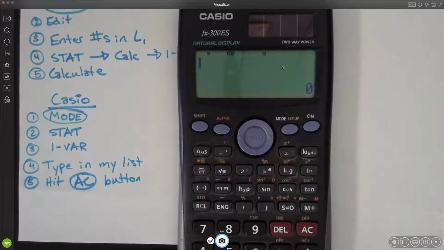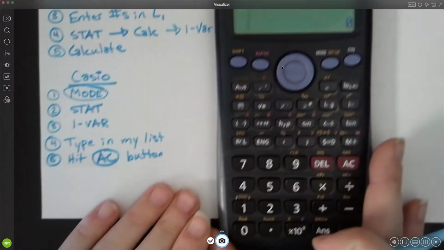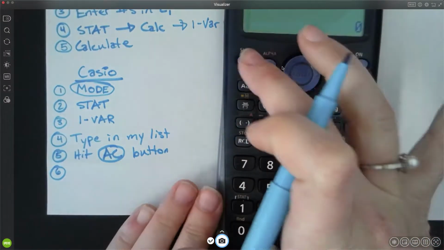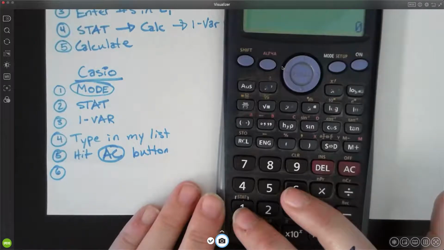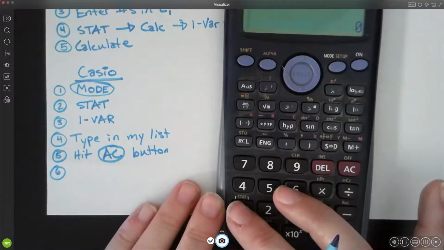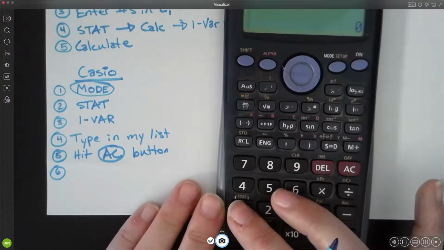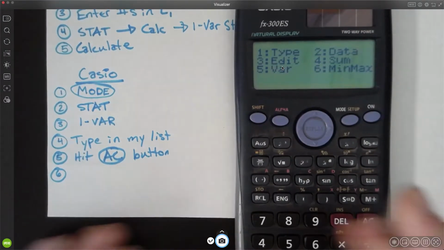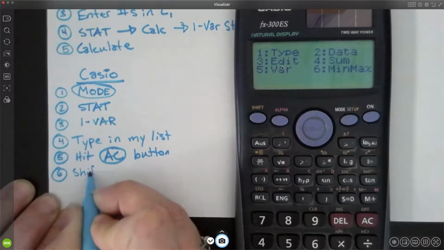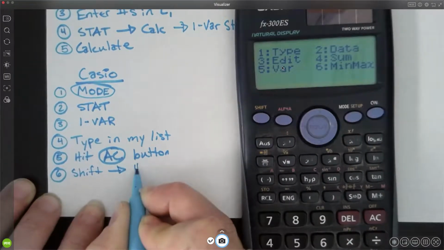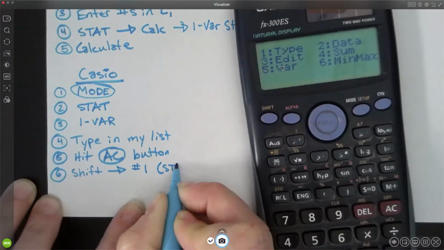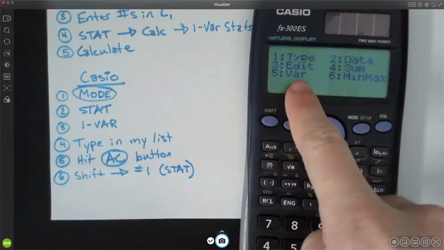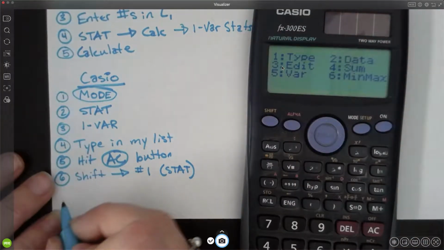So now, as soon as you are on that AC button, number 6, you're going to hit Shift, and then the number 1 down here says Stat. Some of you might say Stat, DIV, or something like that. You hit Shift, and then Stat, or the number 1 button, okay? And it takes you to a screen that looks like this. We want variance data, so number 5, that's step number 7.